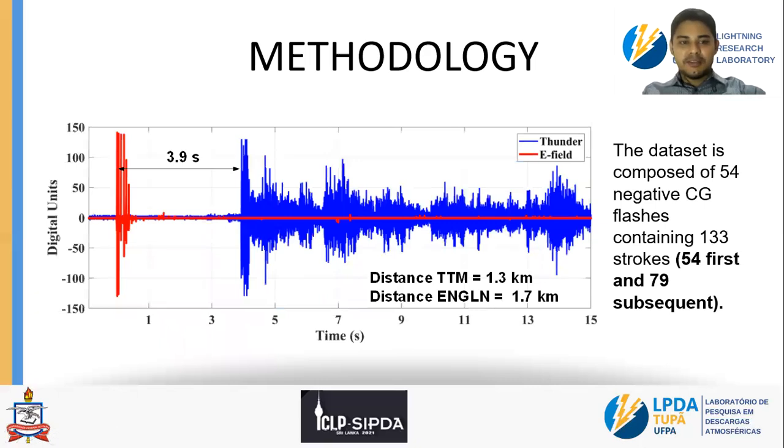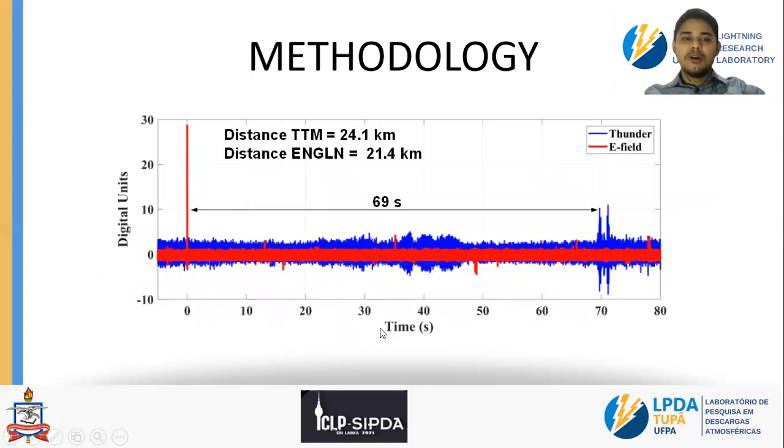Here I have some examples for a lightning flash that occurred at 1.3 kilometers from our station, according to the time-to-thunder method, and according to the Earth Networks Global Lightning Network at 1.7 kilometers. So our data set is composed of 54 negative cloud-to-ground flashes containing 132 strokes. Here I have another example with a more distant flash.